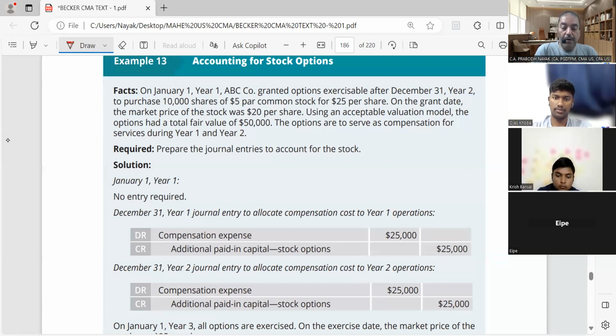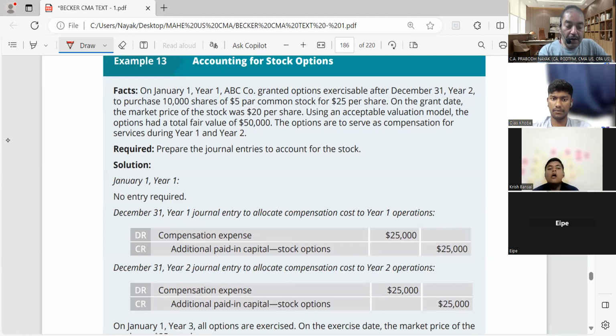The market price of the stock was $20 per share. Using an acceptable valuation model, the options had a total fair value of $50,000. The options are to serve as compensation for services during year one and year two. Prepare the journal entries to account for the stock. What they have said is that 2 years are given to you, year one and year two.